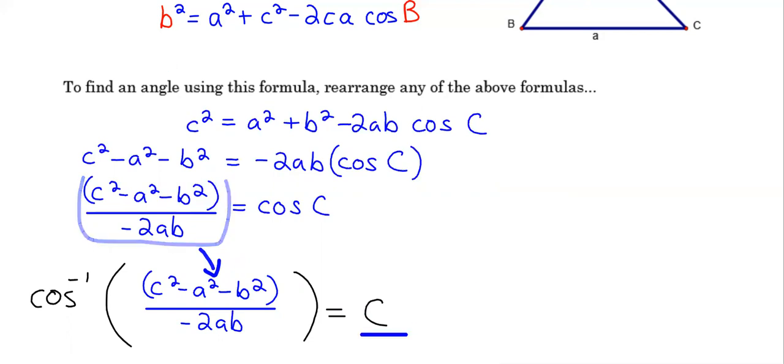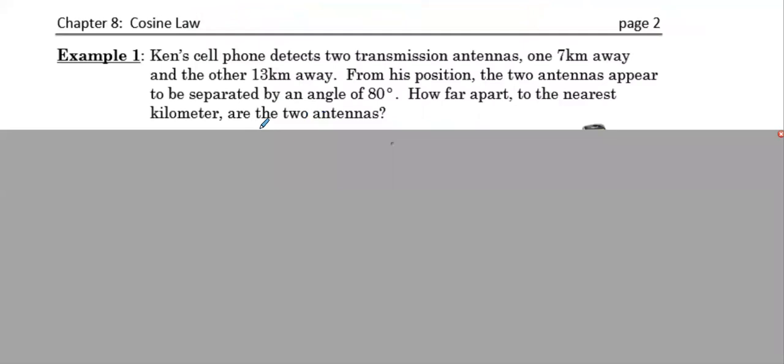Okay, so let's see how this works in a couple of examples. So this first one here, Ken's cell phone detects 2 transmission antennas. You might see these around the neighborhood. Funny looking antennas, often wonder what they're for. And many times they're for transmissions of data using your cell phone. So one is 7 kilometers away and the other one's 13 kilometers away. From his position, the 2 antennas appear to be separated by an angle of 80 degrees. You can kind of use your arm sort of to measure that out. How far apart, to the nearest kilometer, are the 2 antennas?